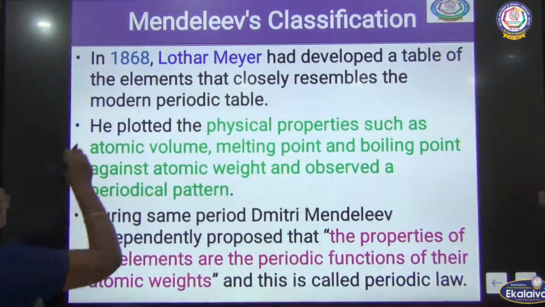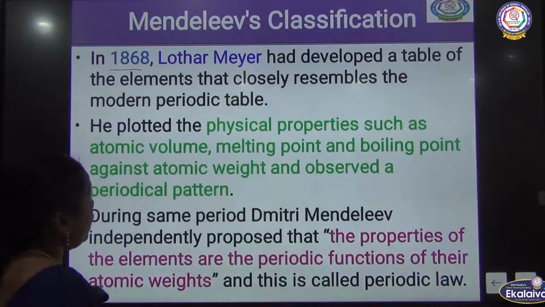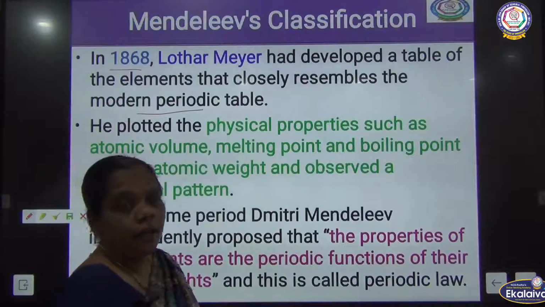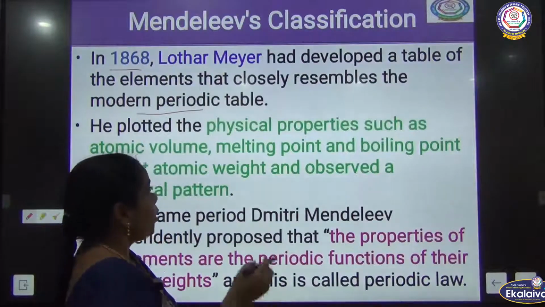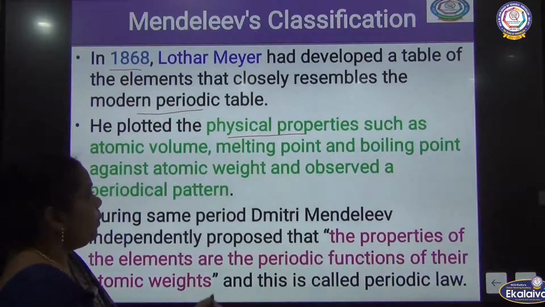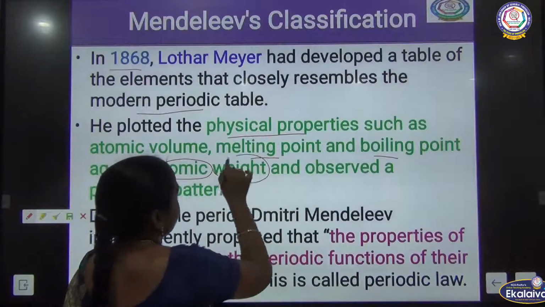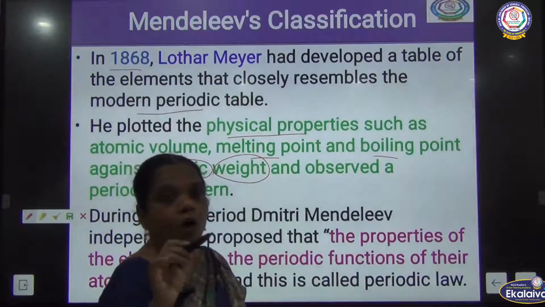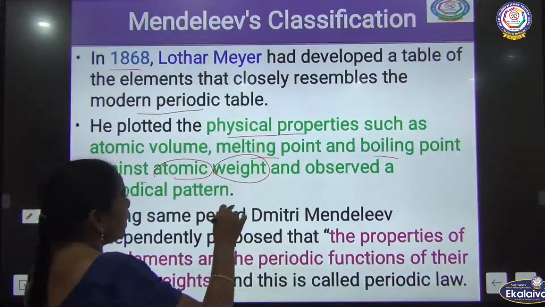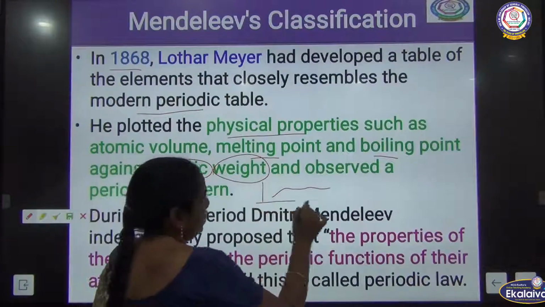After that, in 1868, Lothar Meyer developed a new table. The elements are closely resembled in the modern periodic table. How did he make a table based on the physical property? The physical properties such as volume, or the size of an atom, the melting point, boiling point, against the atomic weight. So he made a plot between the physical property and the mass of an atom, and he observed there is a periodic pattern in the graph.